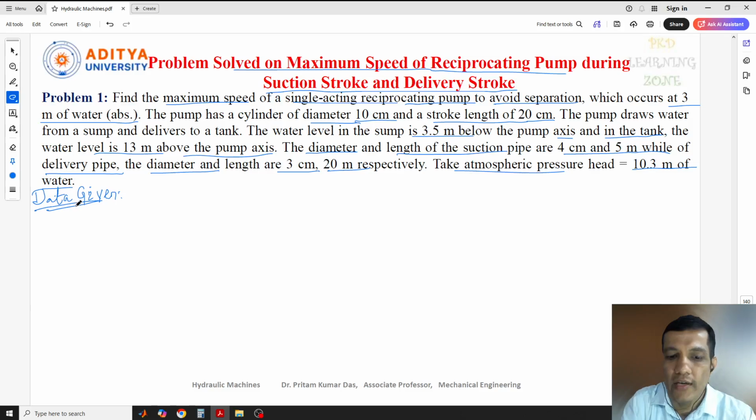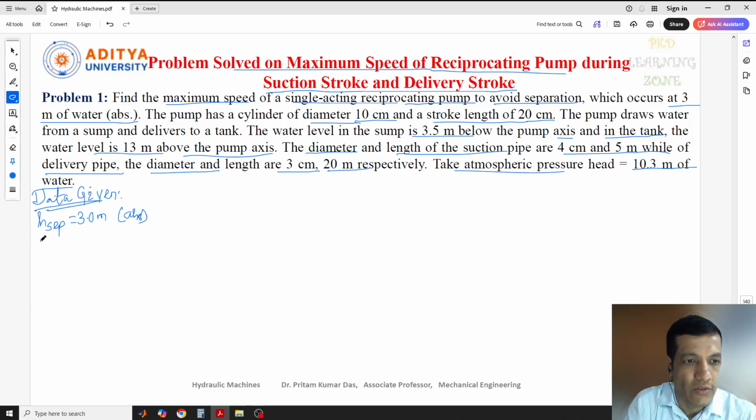So first of all, we'll find out the data given. In the data given, it is given H separation. So to avoid the separation, which occurs at 3 meter of water, that one you can write H separation, and this is given 3 meter of water absolute. And next, the pump cylinder diameter is given. So D equal to 10 centimeter, and this one we can write 0.1 meter. Similarly, the stroke length L is given 20 centimeter, so this also we can write in meter, 0.2 meter.